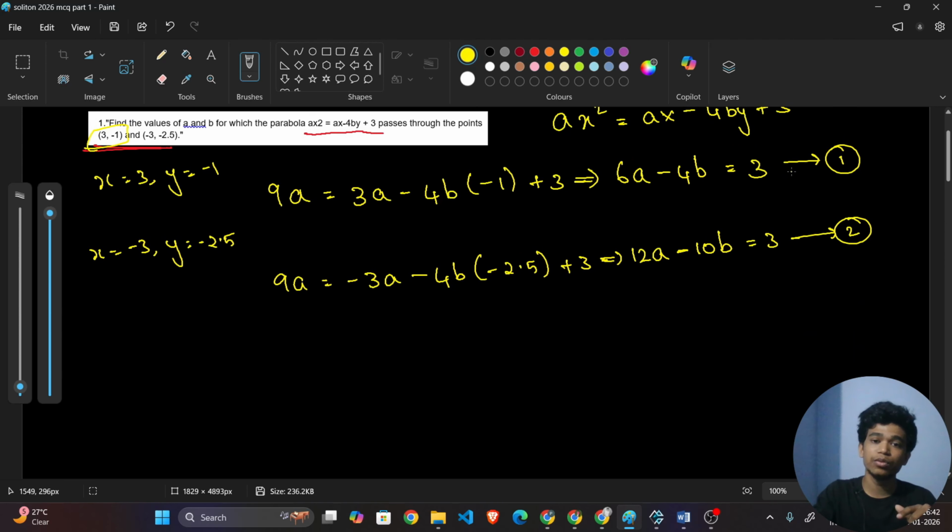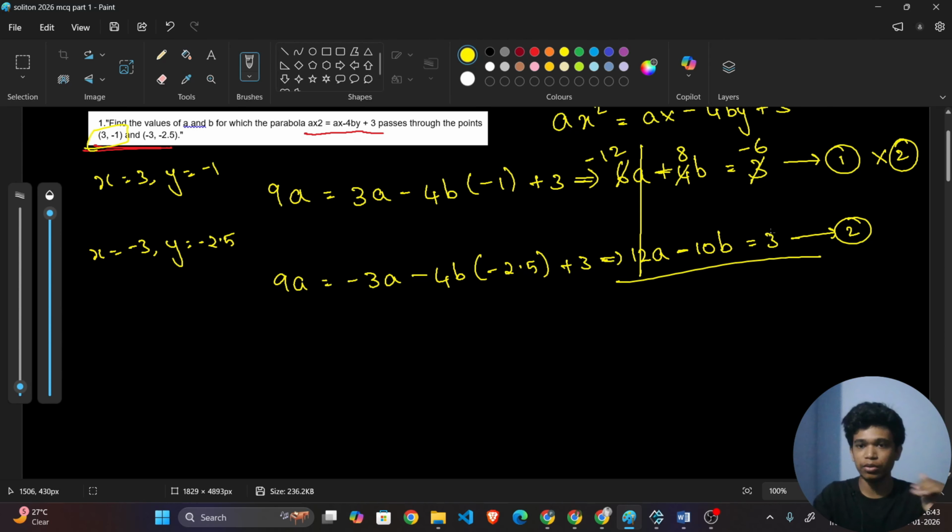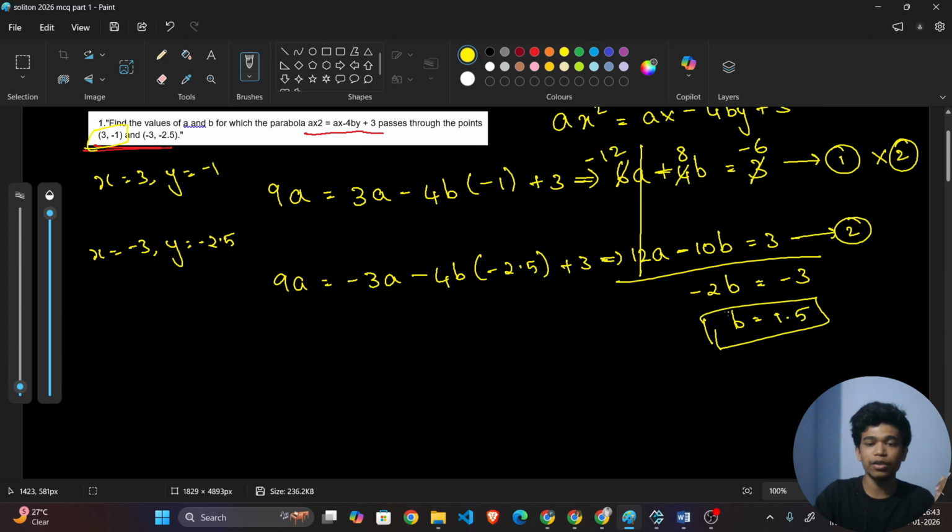Okay, now we are just going to do the add and sub method. If you want, you can do the elimination method also. In the add and sub method, I will be multiplying equation 1 by 2. Then this becomes 12, this becomes 8, this becomes 6. Now just multiply with minus, then it becomes −12a + 8b = −6. Now this −12a and +12a will be cancelled out, and then here comes −2b which is equal to −3. So b = 1.5. So you got the value for b.